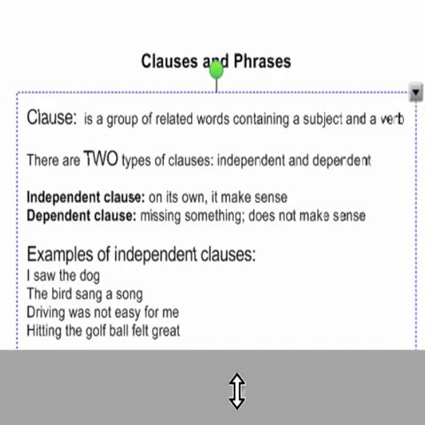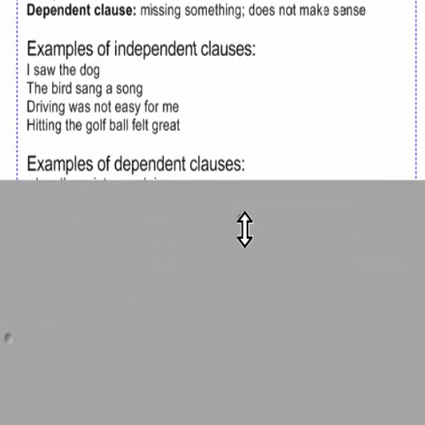Look at the second one. The bird sang a song. The bird is your subject. Sang is your verb. Therefore, it's an independent clause. It makes sense.